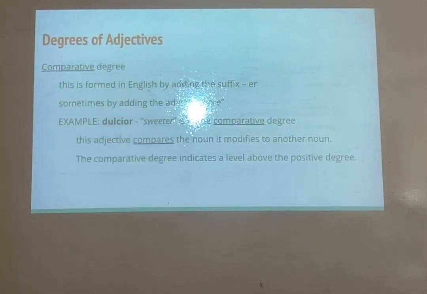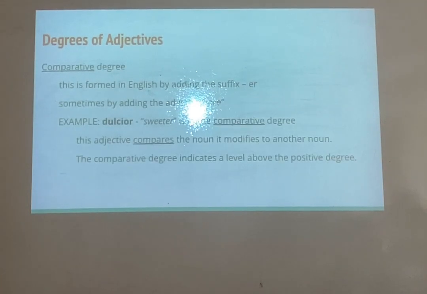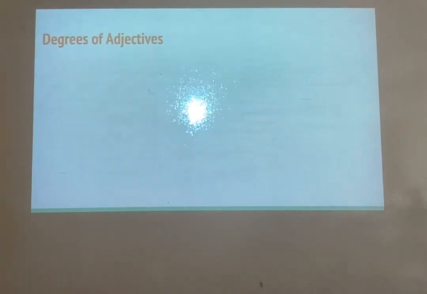All right? This is just a level above the positive degree. Positive is the base form, has nothing to do with the amount. The comparative is a little bit more than the positive. All right? Okay, just very basic walkthrough right now. I know it's kind of boring.